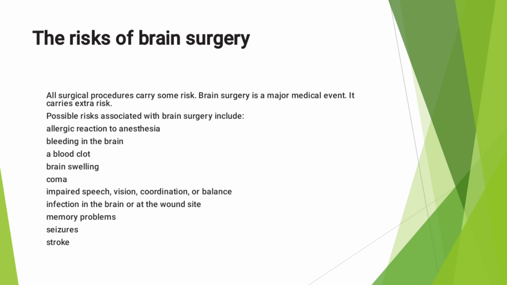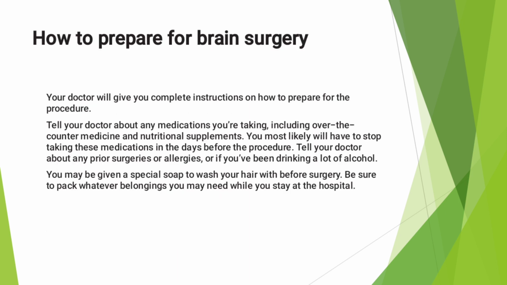They may also have brain swelling, coma, and impaired speech, vision, coordination, or balance. People may have an infection in the brain or the wound site, and they may have memory problems, seizures, and stress. How to prepare for brain surgery?